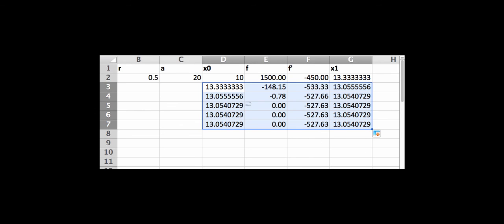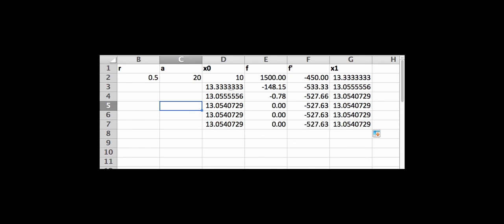And now we observe that Newton's method has worked for us, generating a successively improved value of the root, for which the function gets closer and closer to 0. And so here we have our answer. The root, given to many decimal places of accuracy, is 13.05407, etc.